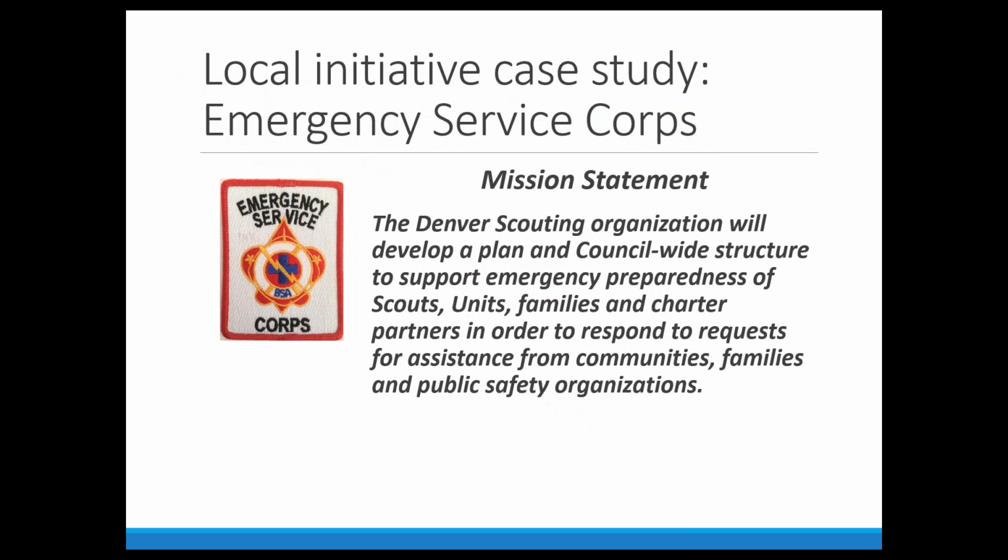Many Scout councils have local initiatives to address very real emergency preparedness scenarios. Because of a large wildfire several years ago in Colorado that required a complete emergency evacuation the first week of summer camp, many lessons were learned. We were not quite as prepared as we could have been.